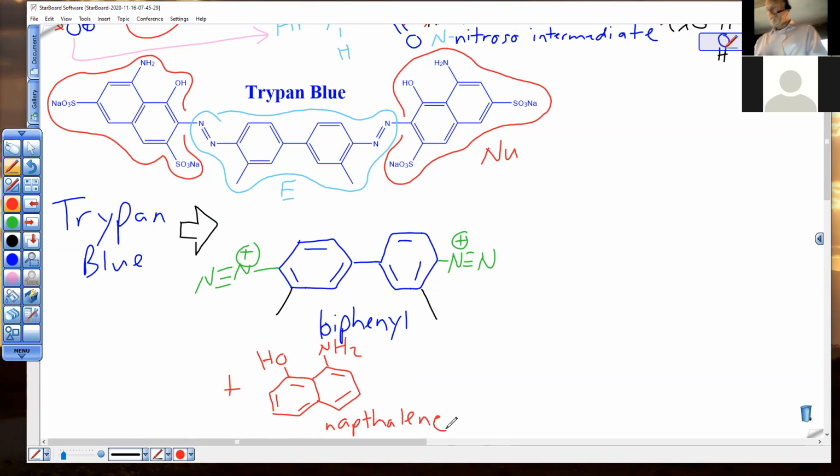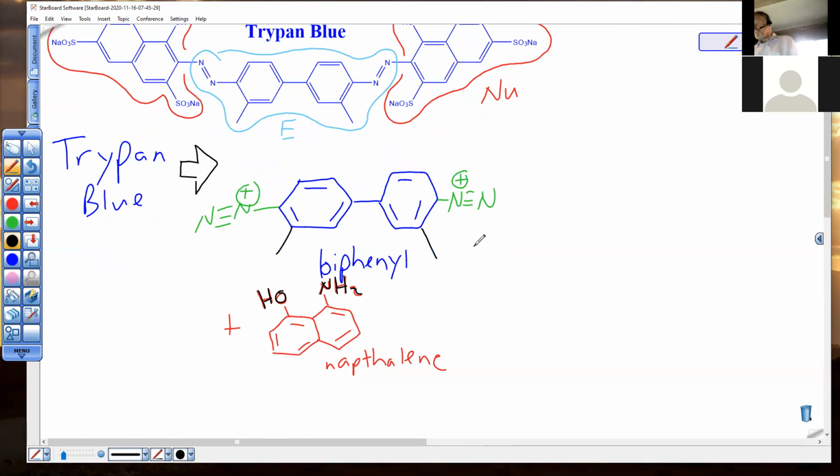And to be consistent, the NH2 didn't make it naphthalene, and the phenol didn't make a naphthalene. It's a naphthalene amine and naphthol. And what else we got? We have SO3H, SO3 minus, meta to NH2 and meta to OH. And that is our nucleophile.